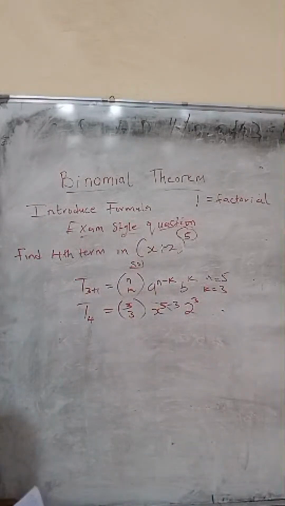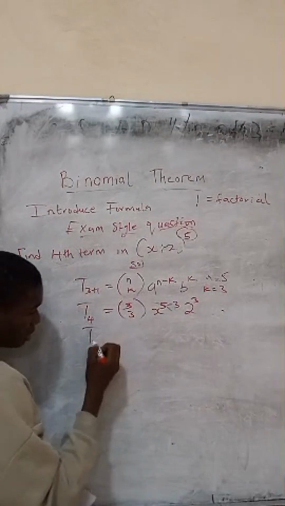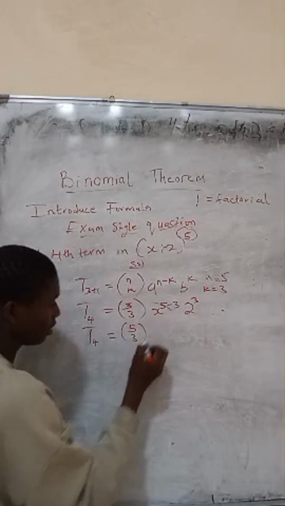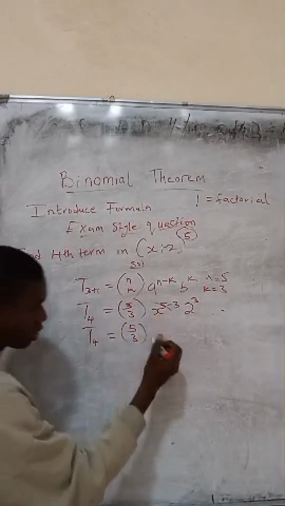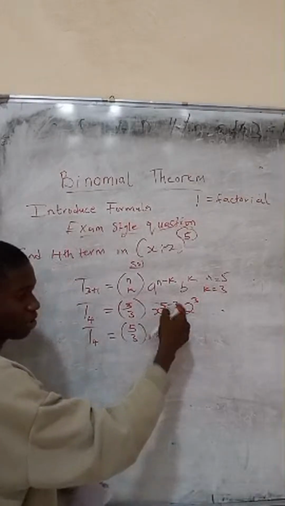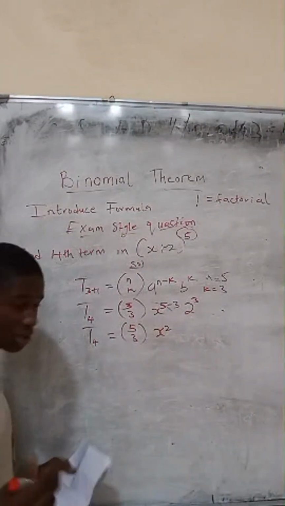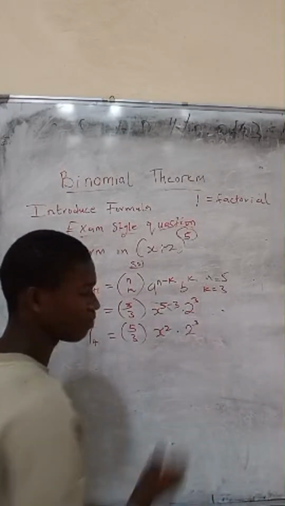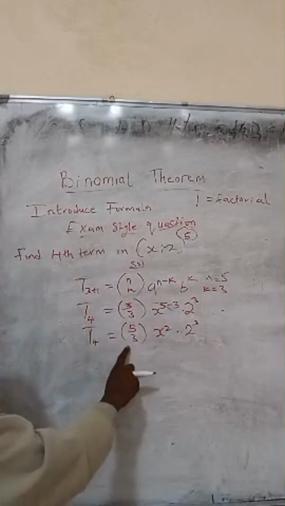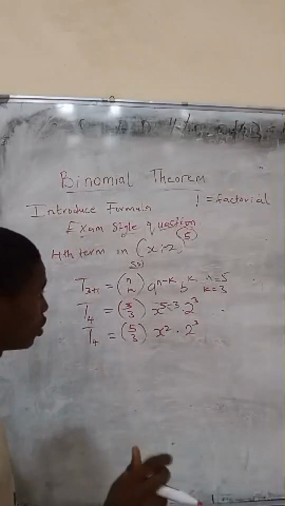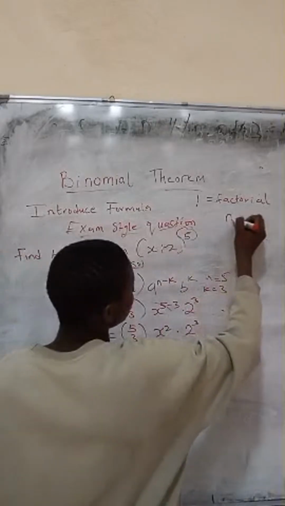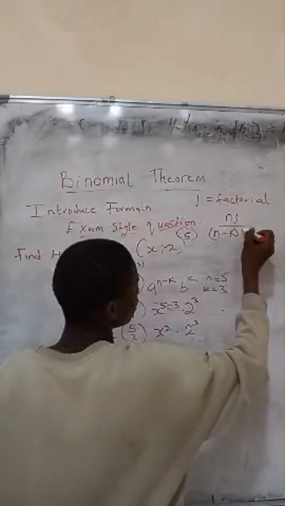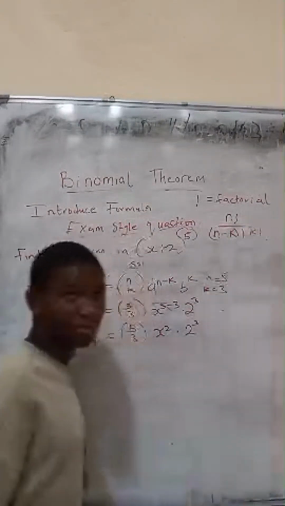So now let's continue from this place. What we are going to be having here is that my t, which is my fourth term, is going to be 5 choose 3. Then I'm going to be having x raised to the power of 5 minus 3, which is 2. You understand? Then you have times 2 raised to the power of 3. Now we need to compute this, because if you remember the formula we normally use, let me write the formula. N factorial all over n minus k factorial, k factorial. So this is the formula we are using.